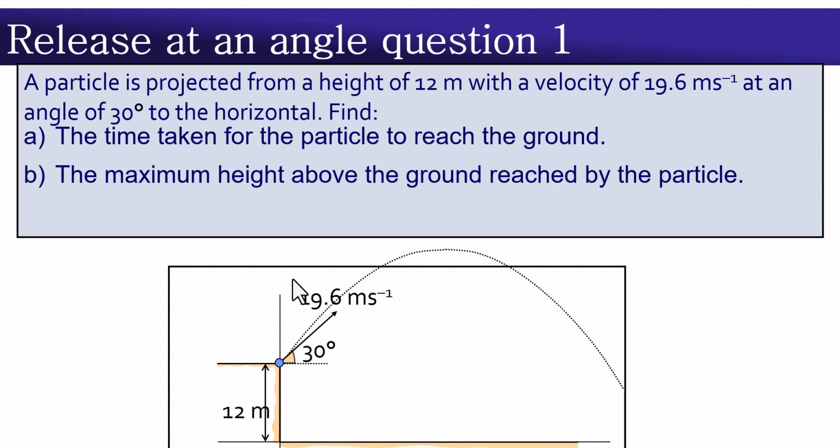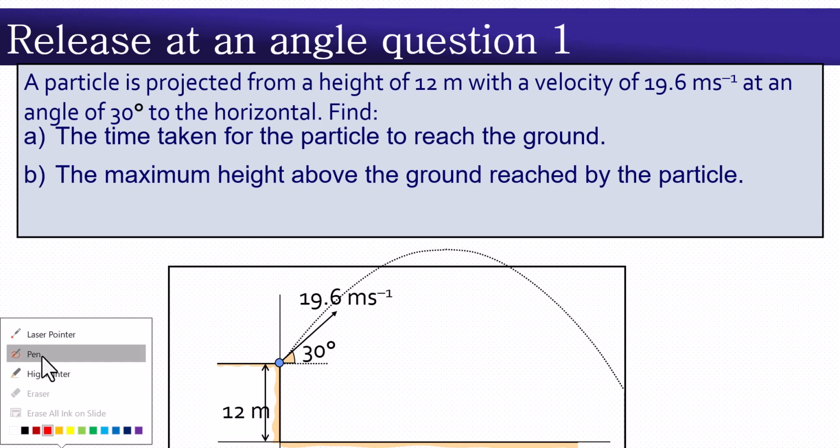Find the time taken for the particle to reach the ground, and then part B, the maximum height above the ground reached by the particle. So when you look at our particle here, it was released at a distance of 12 meters above the level ground and given an initial velocity of 19.6 meters per second at an angle of 30 degrees. They want us to find the time it takes to fly from here up to this point and also the maximum height above the ground, which is this distance here. So let's see how we're going to calculate those two.